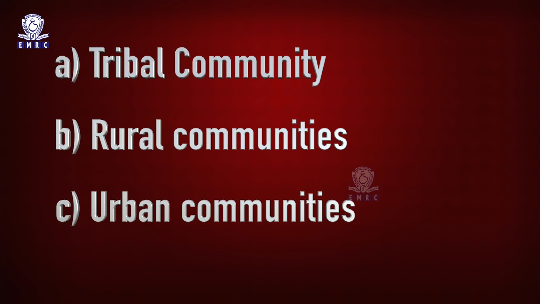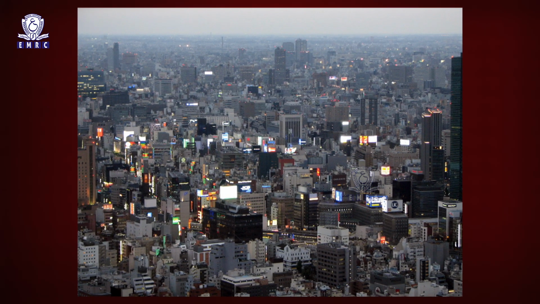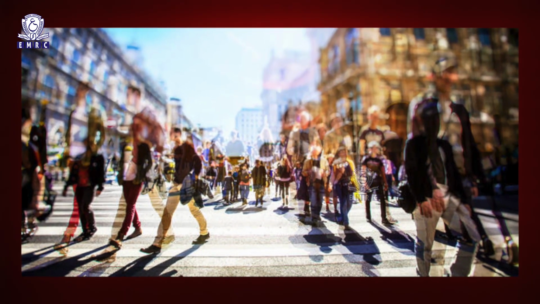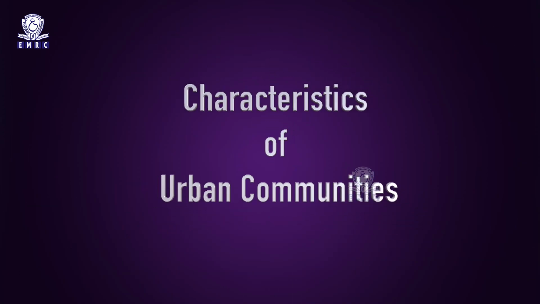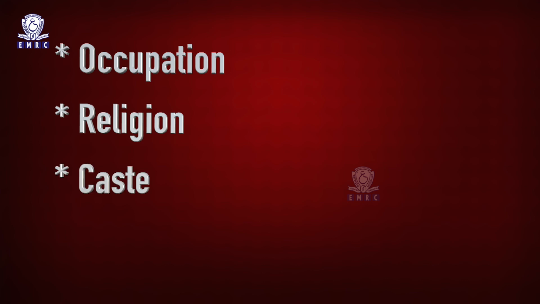Urban communities. In reality, the transition from purely rural community to an urban one is not abrupt but gradual. Generally speaking, urban communities are identified as relatively large and socially heterogeneous human settlements. The characteristics of urban communities: the population of urban communities is more heterogeneous and highly differentiated on the basis of occupation, religion, caste, ethnicity. The social background is varied.